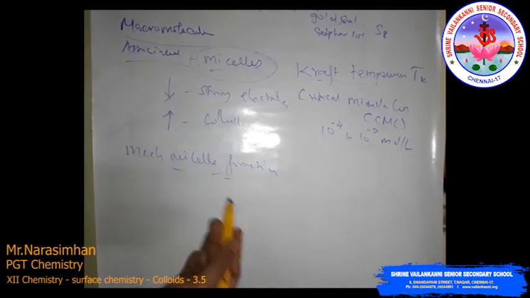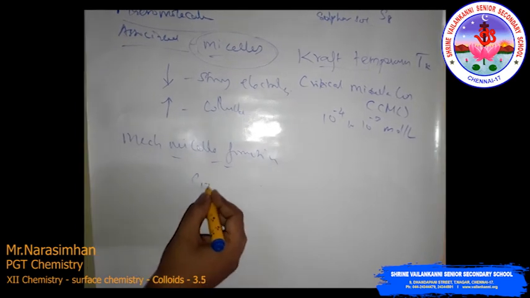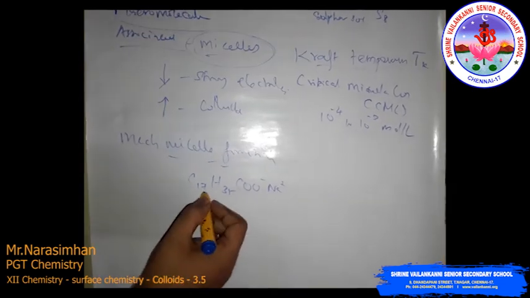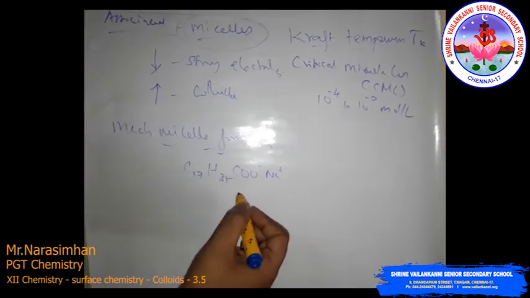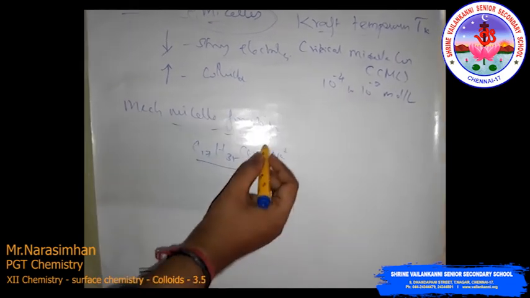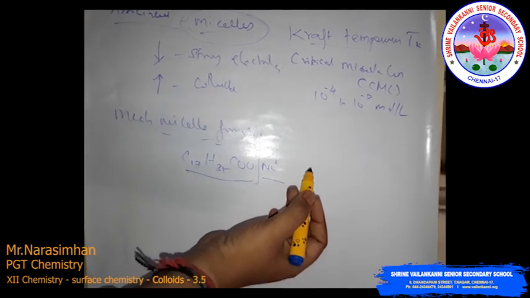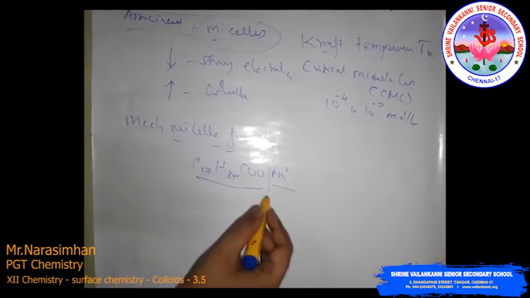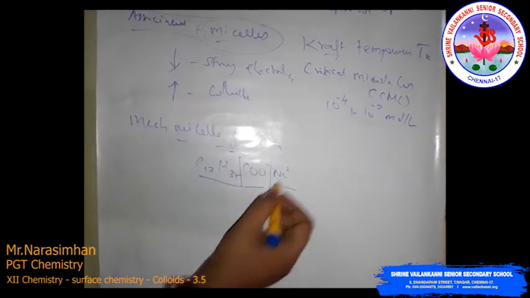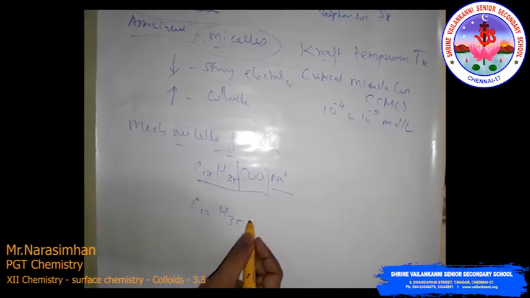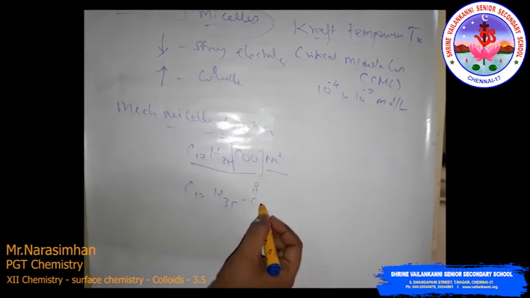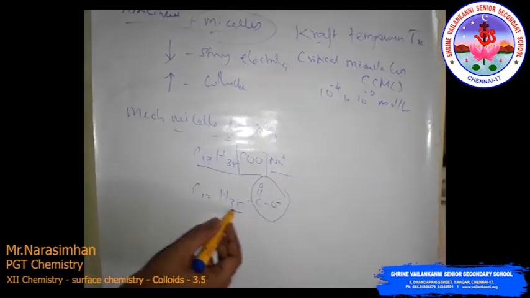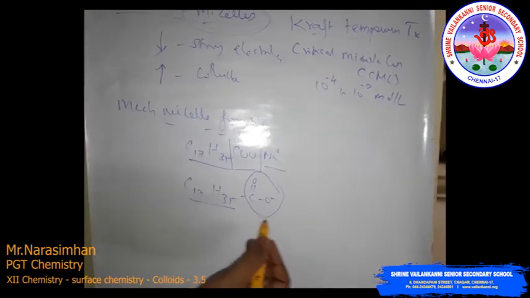The formula of sodium stearate is C17H35COO-Na+. This has one negative part and one positive part. Look at this negative part with the hydrocarbon chain C17H35 and the C double bond O, O minus. The complete negative part is the stearate ion.